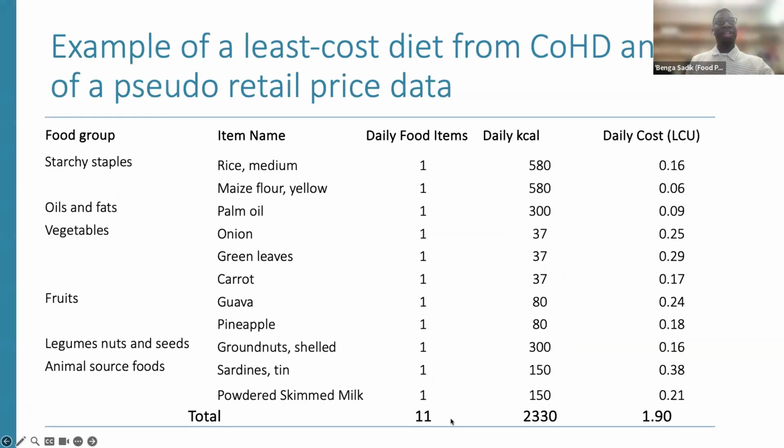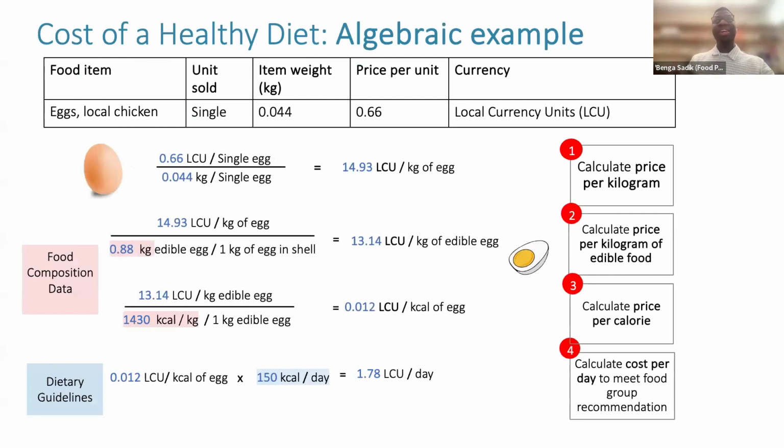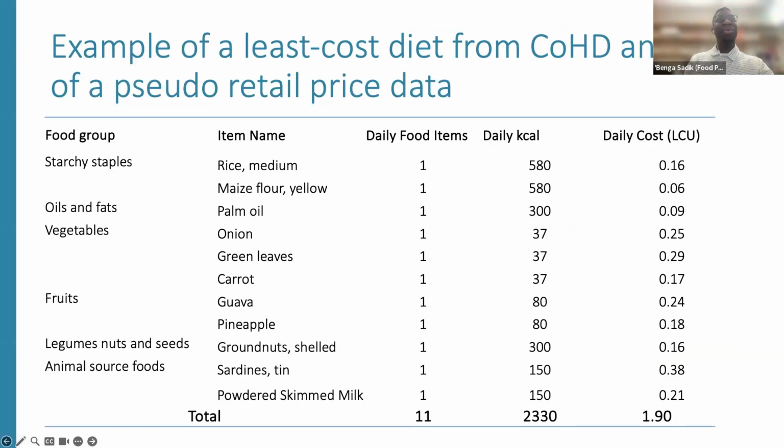After doing that, we then identify the least cost item within each food group for all those items. So this is an example of the final product of your analysis after doing this calculation that we just did. Of course, not manually, but when you do this for all the food items in your data, then you identify the least cost items for each of the food groups.